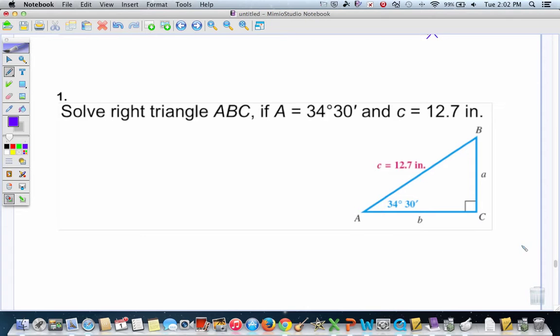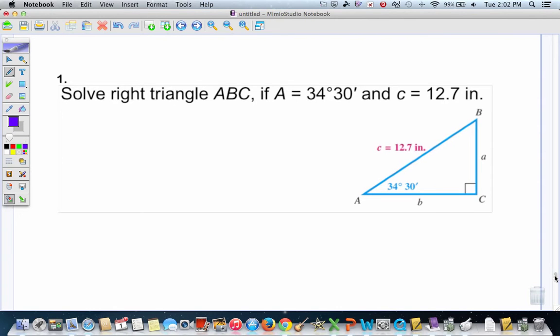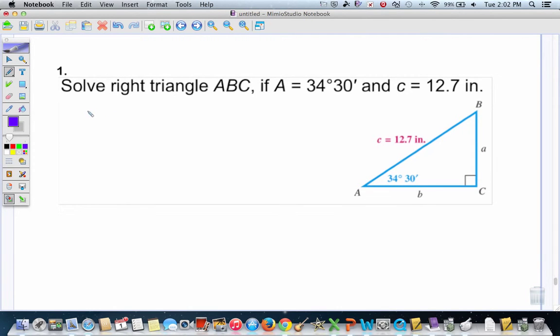Our first one here says solve the right triangle ABC if A is 34 degrees and 30 minutes and C is 12.7 inches. You can see that information labeled in our diagram here. Once again, reiterating the fact that C is typically our right angle. So when we say solve the right triangle, that means solve for side A, solve for side B, and solve for angle B. So the easiest thing to start with, I think, is the angle sum of a triangle is 180 degrees. 90 is taken up here, so 90 makes up the other two.